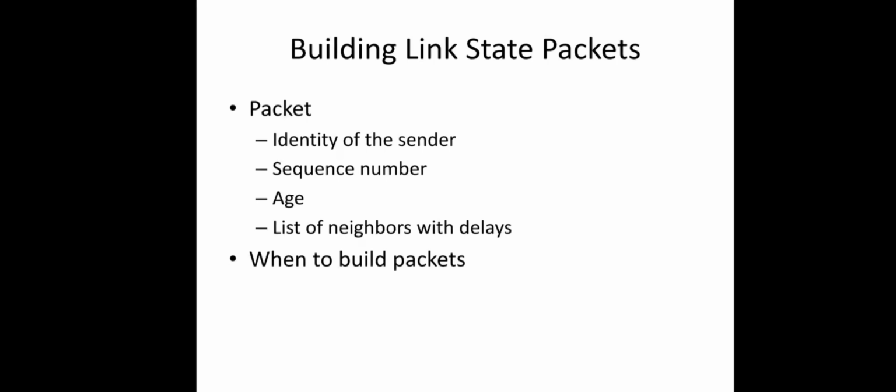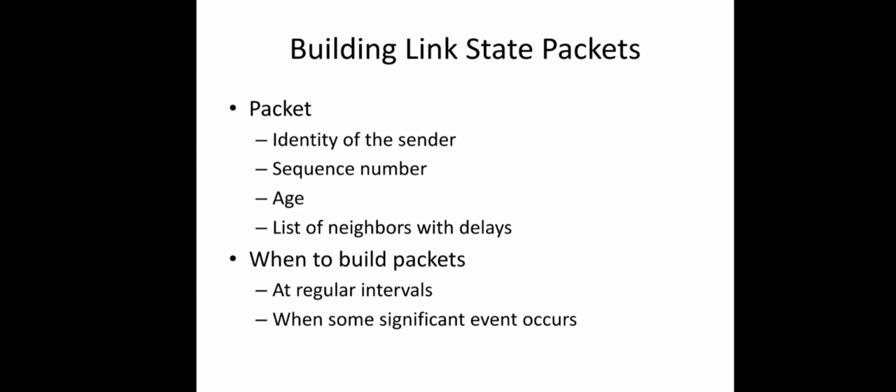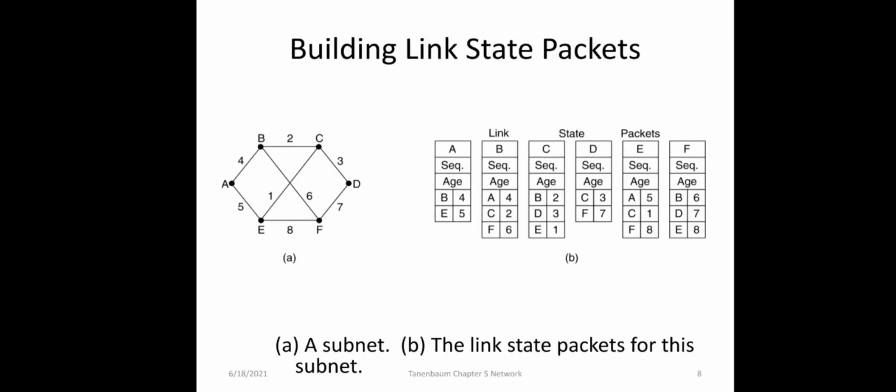Now the question is when to build the packets. Two options are there. First option, build them periodically at regular intervals, creating a new packet each time. The second is when some significant event occurs, like a line or neighbor going down, or some other line or router coming back up, or changing its property. When such an event occurs, a new link state packet will be created and given to all other routers.